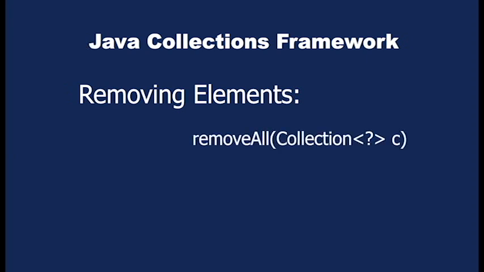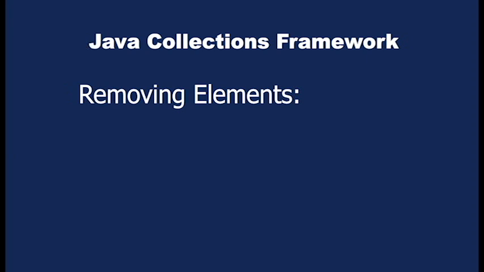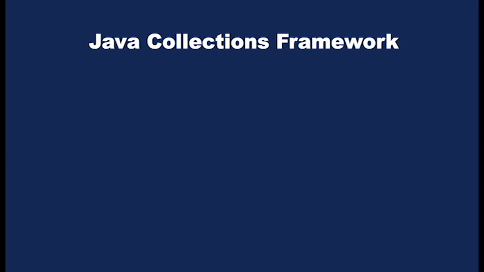Remove all. Collection C. This bulk operation removes all elements in the current collection that are also found in the specified collection. It returns true if any elements were removed. Clear. This method removes all elements from the collection, effectively emptying it. Retain all. Collection C. This bulk operation retains only the elements in the current collection that are also found in the specified collection, removing all others. It's the inverse of remove all.